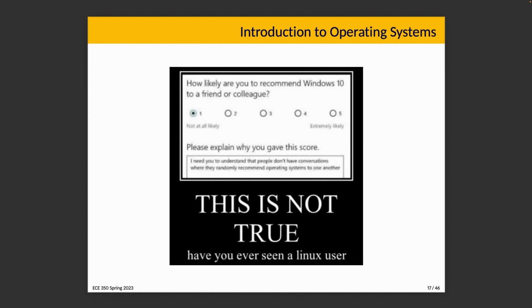Yeah, if you've ever met Linux users, they are definitely likely to recommend their preferred operating system.